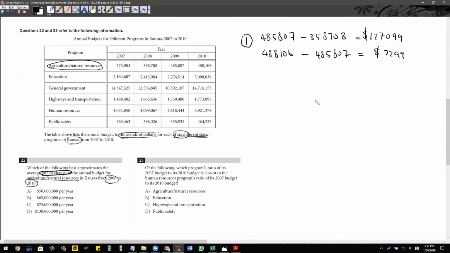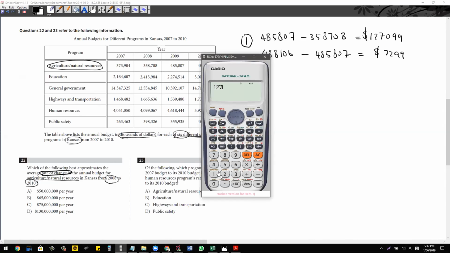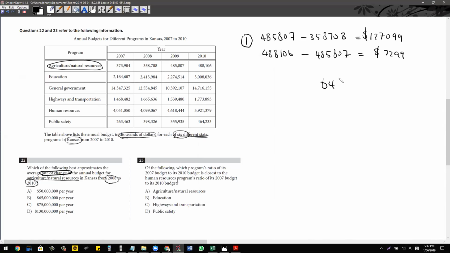So total change is, we add these two. That's the total change, and it changed over 2 years, right? So the total number of changes is 1 and 2. So divide by 2, and you can think that on average, it changed by about 64,699. Of course, we have to put 3 more zeros. That much changed per year, so that gives you B.